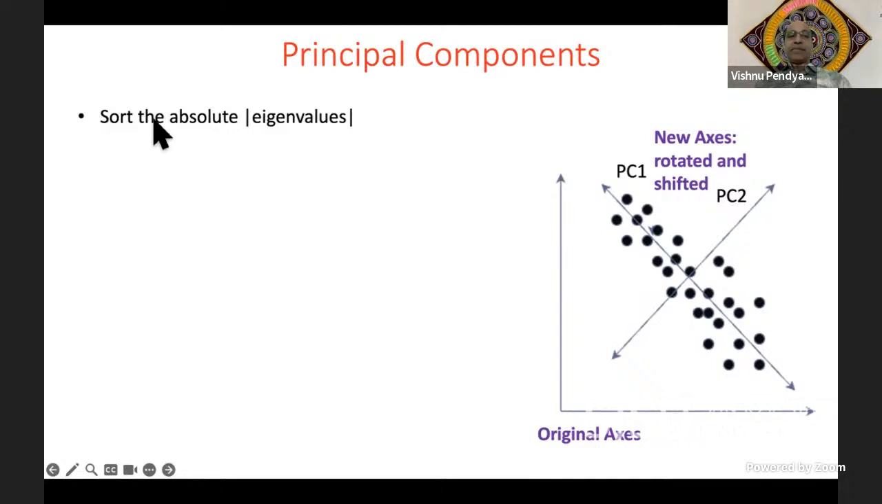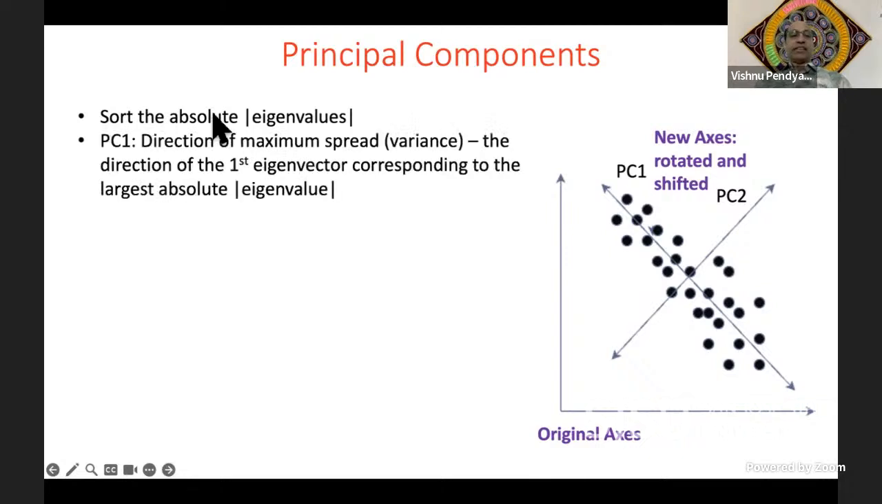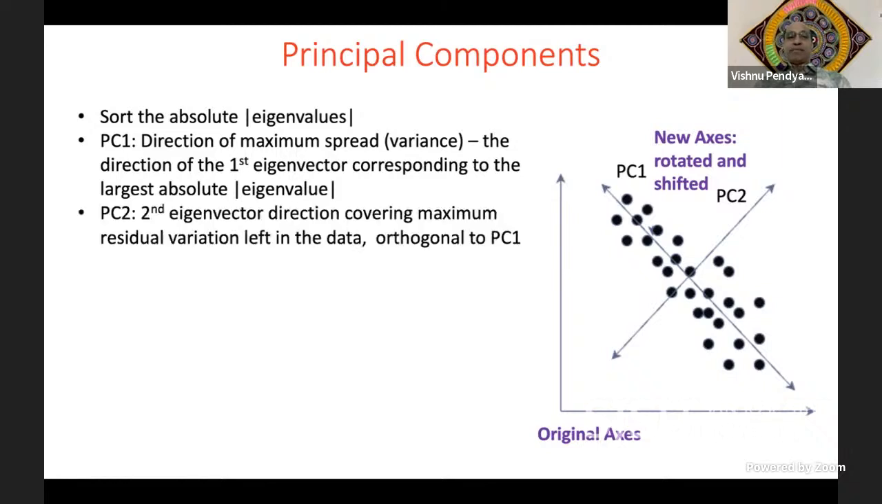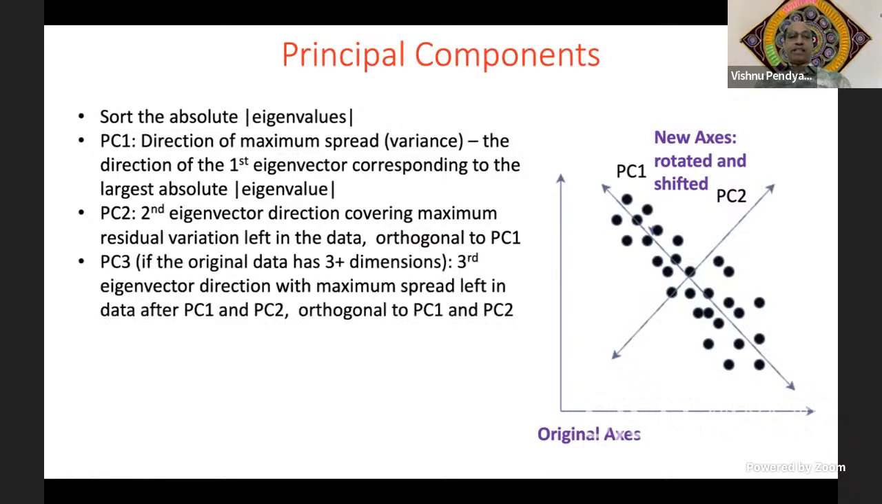So first is to sort the absolute eigenvalues. PC1 is the direction of the maximum spread or variance. It is the direction of the first eigenvector corresponding to the largest absolute eigenvalue, right? So that is the idea of principal component 1. Obviously, eigenvalues indicate the variance that the principal components capture. Principal component 2 is the eigenvector direction covering maximum residual variation left in the data. And it is orthogonal to PC1 based on our theorems in the previous slide.